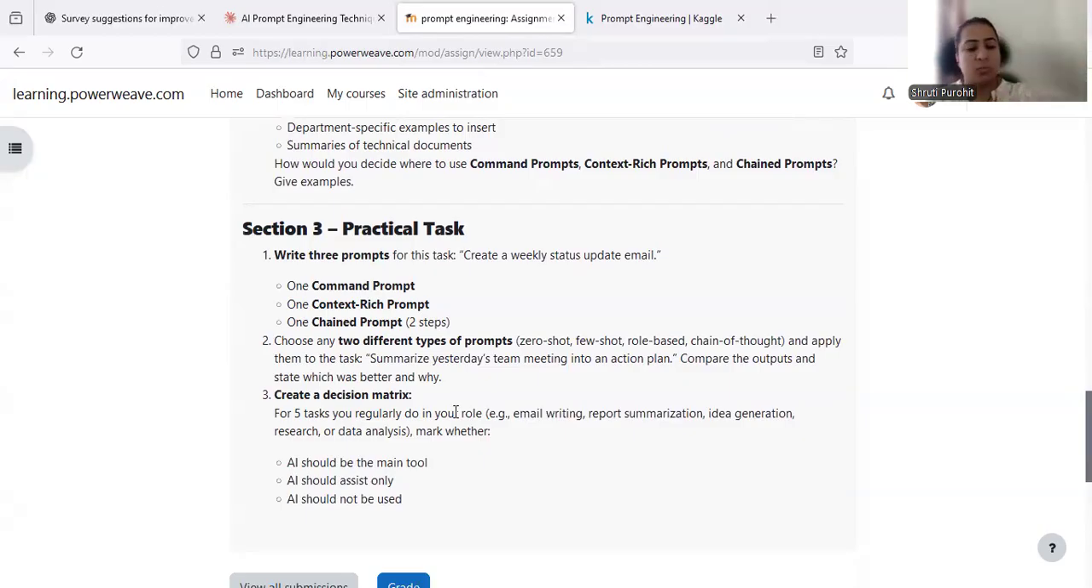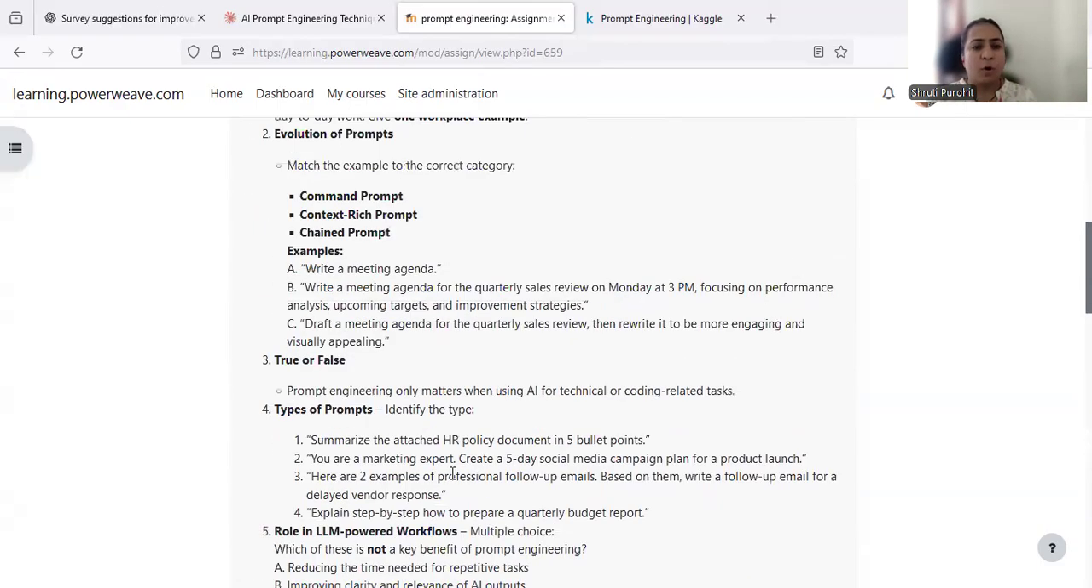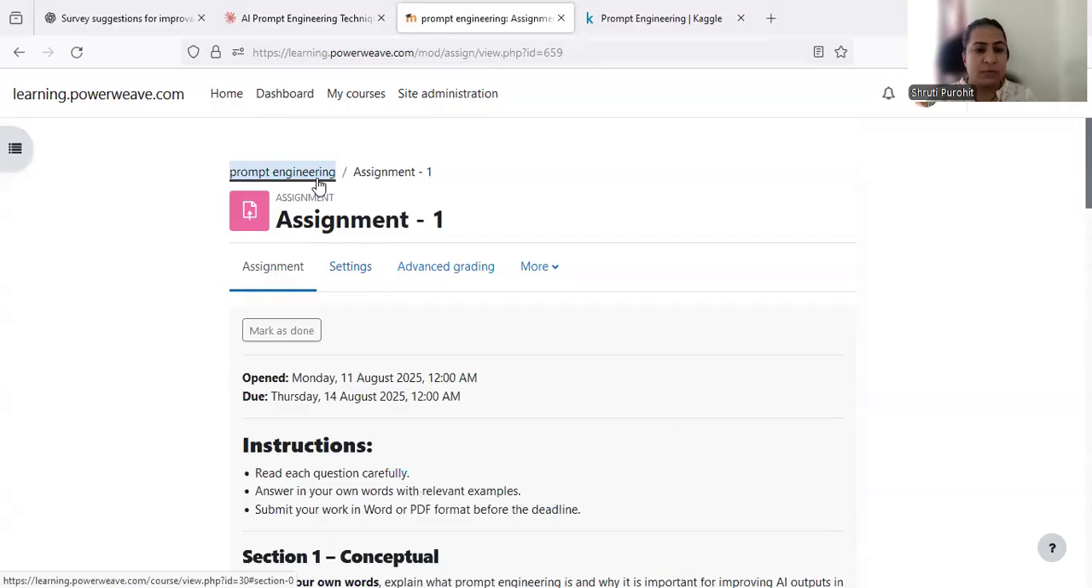If you are a developer, go write the prompt as a developer. If you are HR, marketing, sales, whatever kind of employee you are, take your domain and create a practical task based on it and submit it in the form of a PDF or a Word document. So here we are done with the first section.